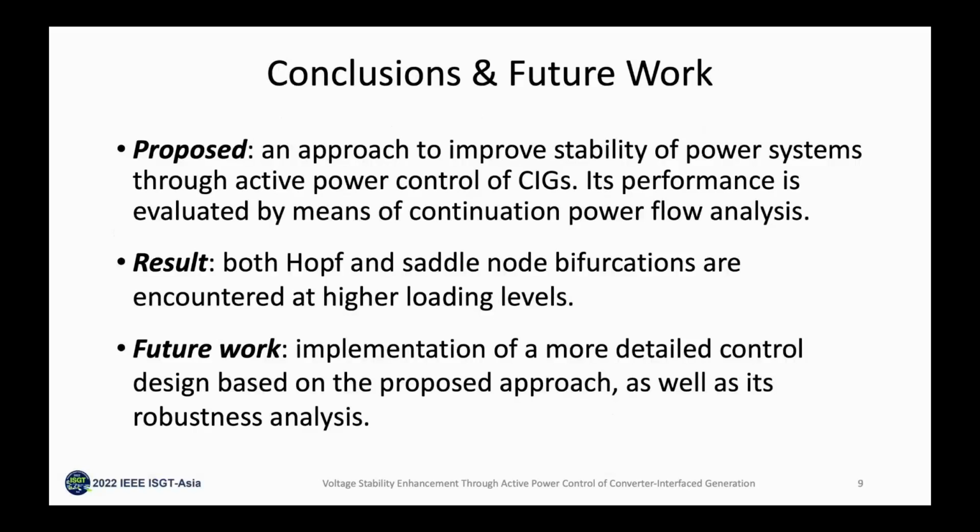In conclusion, this paper proposes an approach to improve stability of power systems through active power control of CIGs. A continuation power flow analysis is carried out, considering the effect of different contingencies and network characteristics to evaluate the performance of the proposed control method. Results indicate that with the proposed control, both Hopf and saddle node bifurcations are encountered at higher loading levels compared to the standard voltage reactive control approach.